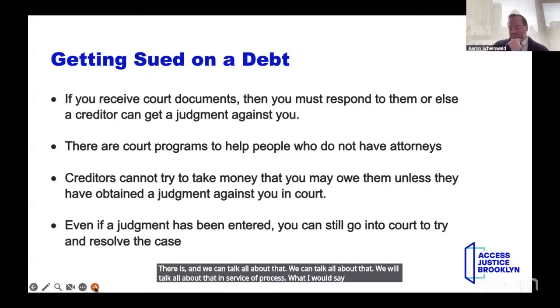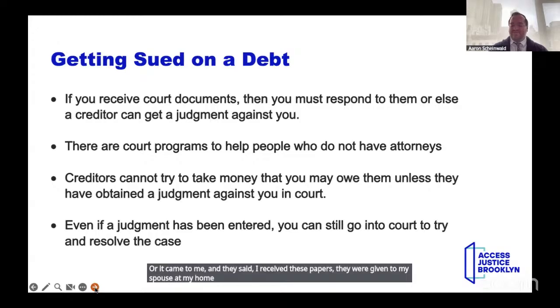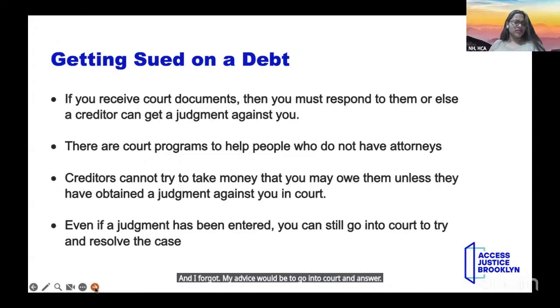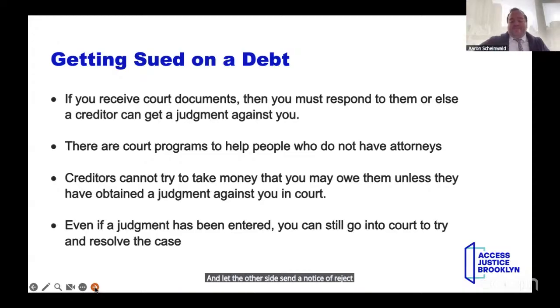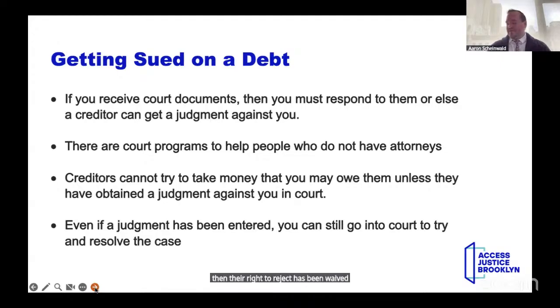What I would say now, generally speaking, in civil court, if someone came to you or came to me and said, I received these papers, they were given to my spouse at my home 7 months ago, and that person gave them to me, but we were dealing with a family issue at the time, or I was sick and I forgot, my advice would be to go into court and answer. And let the other side send a notice of rejection of that answer, and then you can deal with that at that point. Because basically the procedural rules say if someone sends a paper untimely, the other side has to formally reject it. That is a notice of rejection. If a notice of rejection is not sent, then their right to reject has been waived. And so then your answer is in.